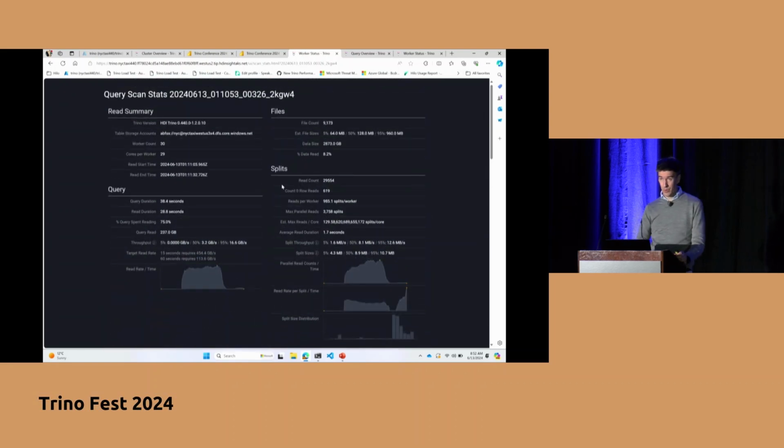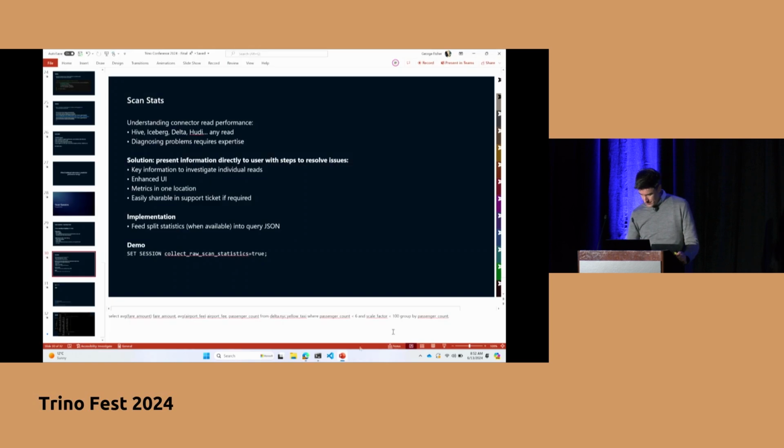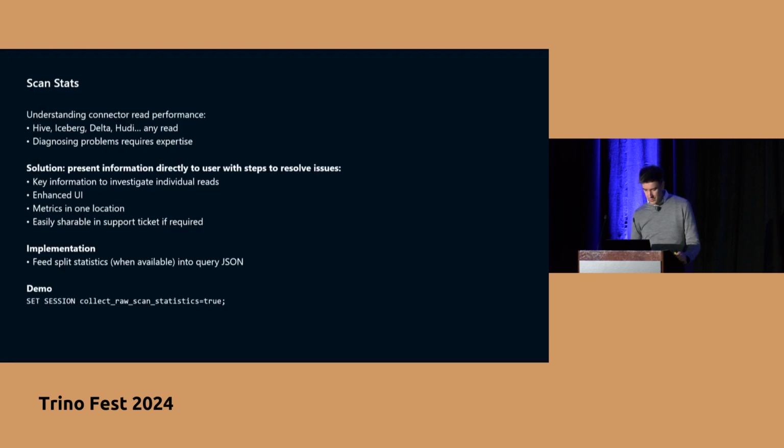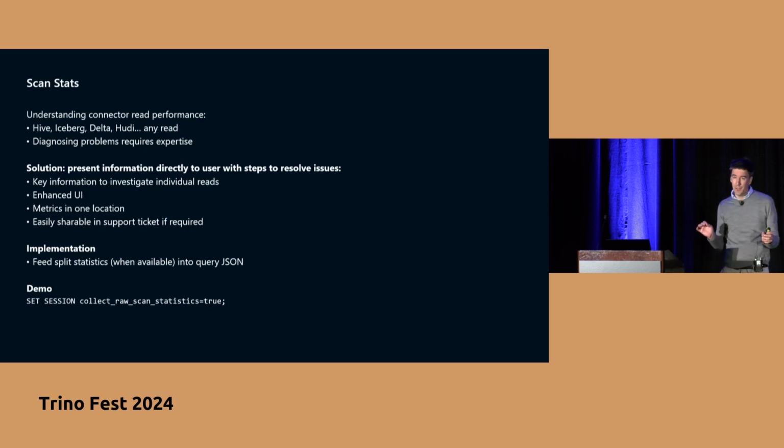As I was saying, there's a bunch of statistics here. We have a step-by-step process in our documentation to understand how to interpret this. If you copy-pasted this to support, that would also be something that could be understood immediately. There's a session property which enables this. How the collection works is it feeds split statistics into the query JSON. It's extremely lightweight. It almost has no performance impact at all, so I can run this on benchmarks, which is just wonderful.